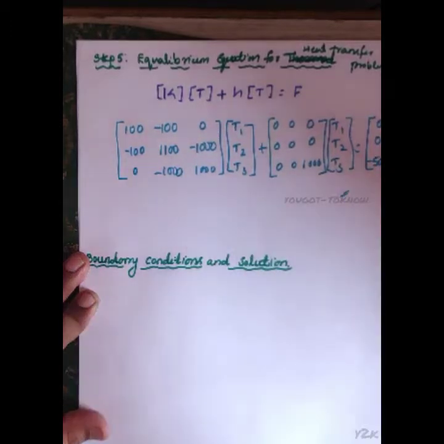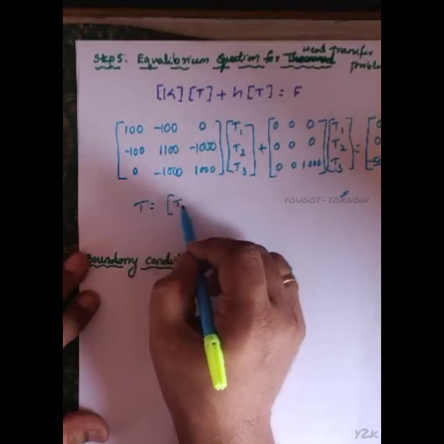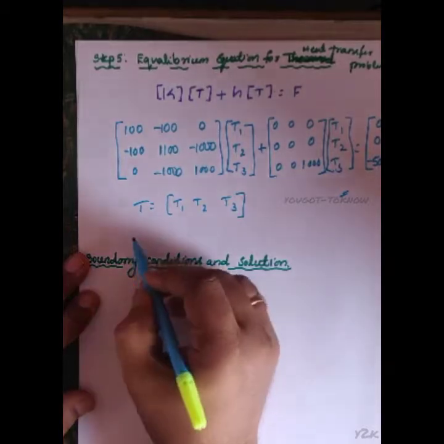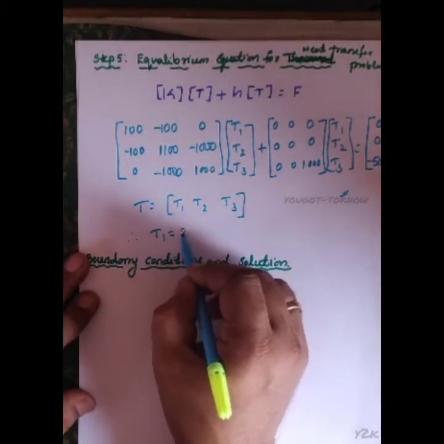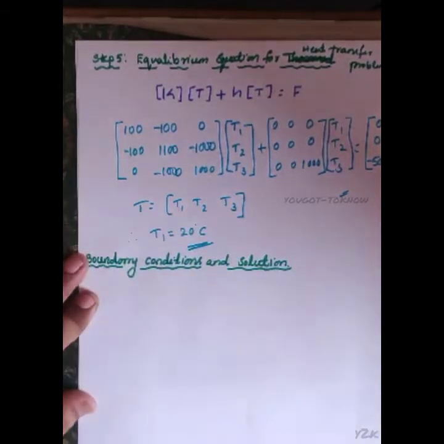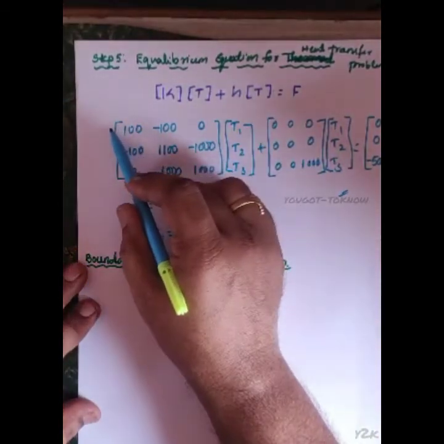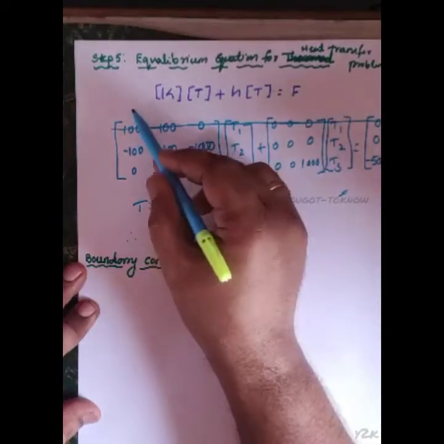Why T equals T1, T2, T3? Just observe how many temperatures. T will be equal to T1, T2 and T3. Now, what is the known temperature from this? The known temperature is T1 equals 20 degrees Celsius. Then what is the known temperature? T1 is known. T1 is known means eliminate your first row and first column.